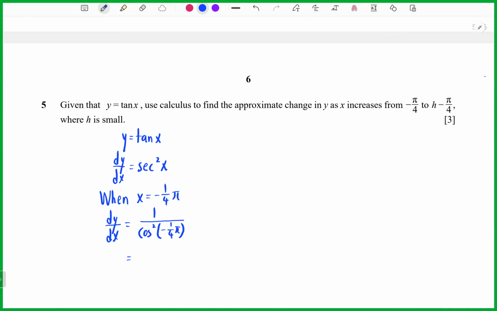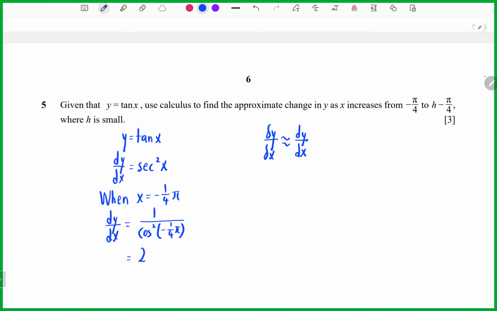Cos negative 1 over 4 pi square. Okay, so you will get the value is 2. So you can find delta y, delta x approximated to dy dx here. So now we need to find the approximate change in y.